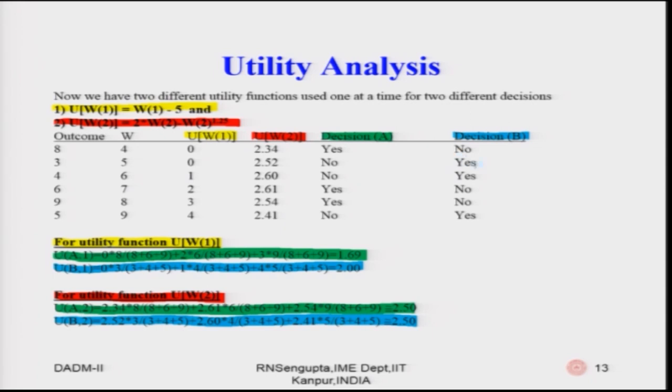If you consider only the yes, yes, yes, the probabilities, let me repeat for all three values consecutively, would be 3 divided by 3 plus 4 plus 5, then 4 divided by 3 plus 4 plus 5, and 5 divided by 3 plus 4 plus 5. The total value, multiplying the probability into the utility, comes out to be about 2.5. So, in this case under utility 2, you are indecisive between decision A and decision B.